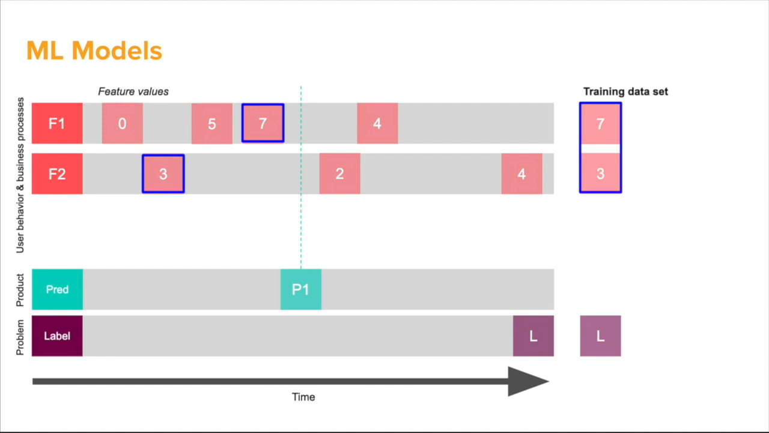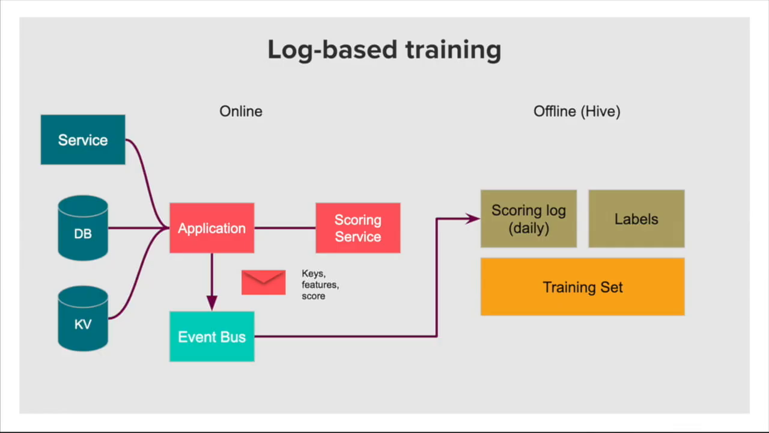So you have these many timelines: multiple feature timelines, a prediction timeline, and then a label timeline. And what you want your training set to be is the feature values as of the prediction time plus the label value that comes in later. So what is the right way to do this? What is the right way to generate this training data?